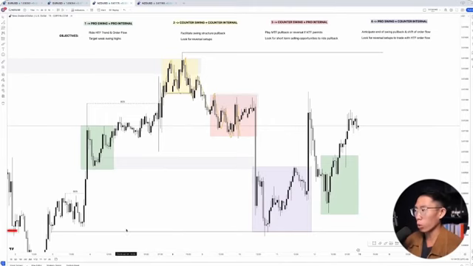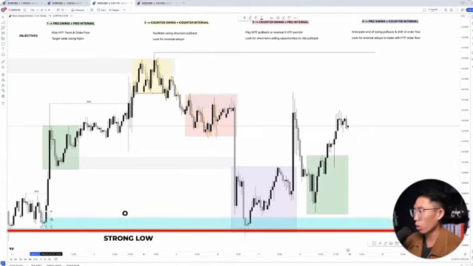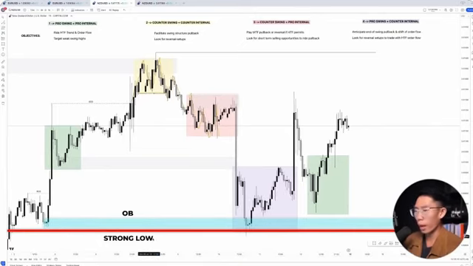Come back down to our strong low that we have right here. And what do we have? If you look towards your left, this is your order block or demand zone, right? You can see this is actually an order block. If you want to refine it to this candle right here, that would be your order block. And then over here, we got a little bit of liquidity being swept as well, right?